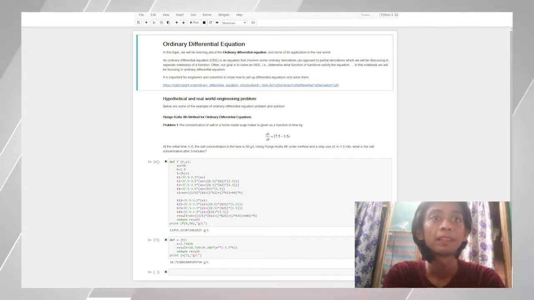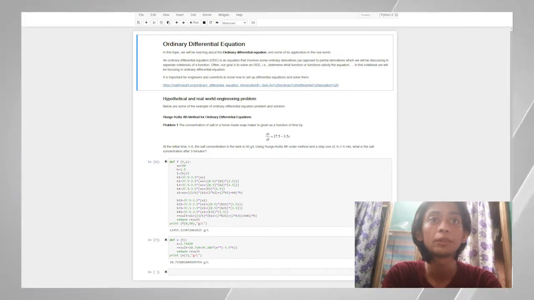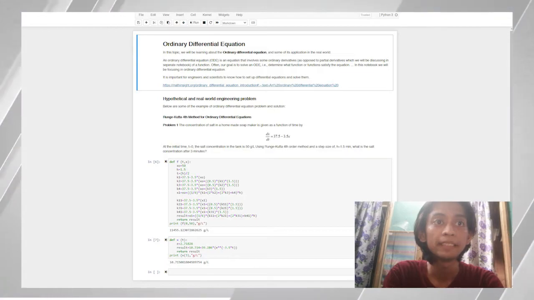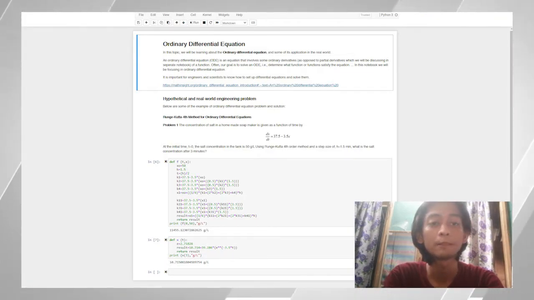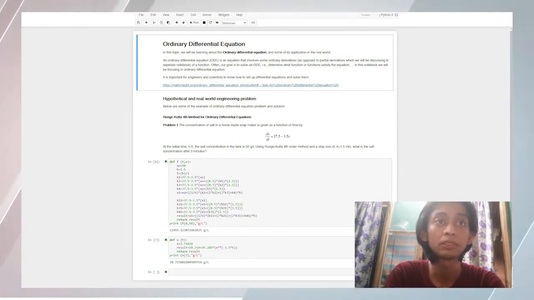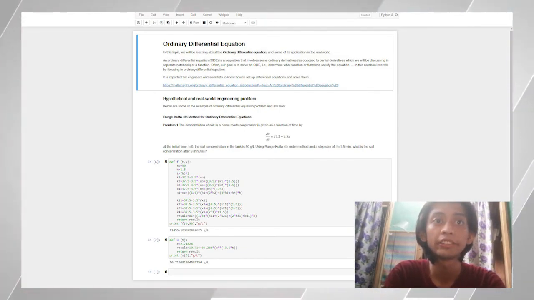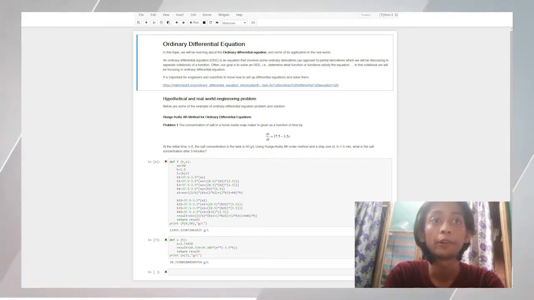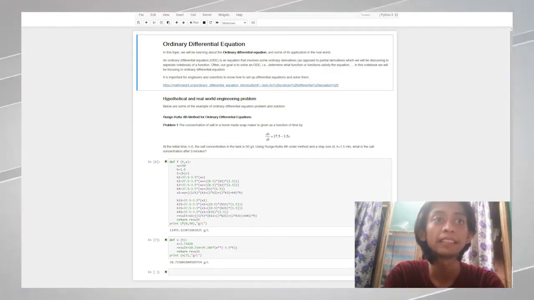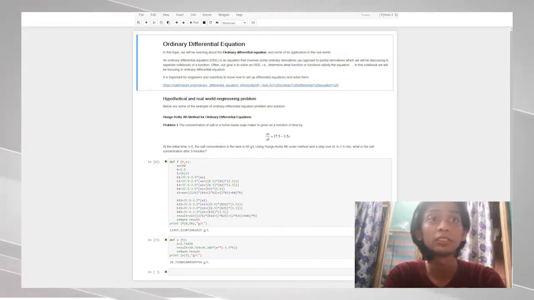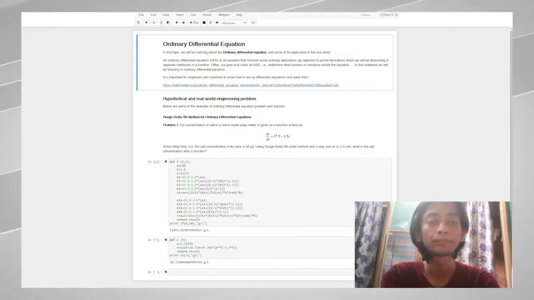So problem 1: the concentration of salt in a homemade soap maker is given as a function of time by dx/dt = 37.5 - 3.5x. At the initial time, t = 0, the salt concentration in the tank is 50 gram per liter. Using the Runge-Kutta fourth order method and a step size of h = 1.5 minute, what is the salt concentration after 3 minutes? So they are asking us what is the salt concentration after 3 minutes.